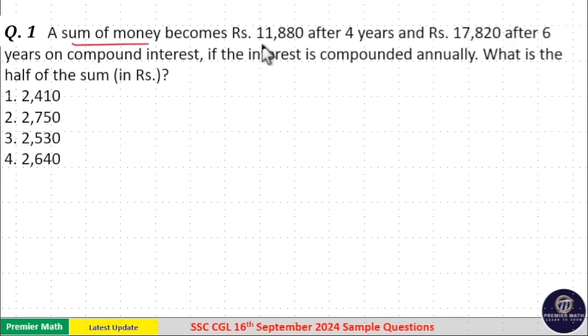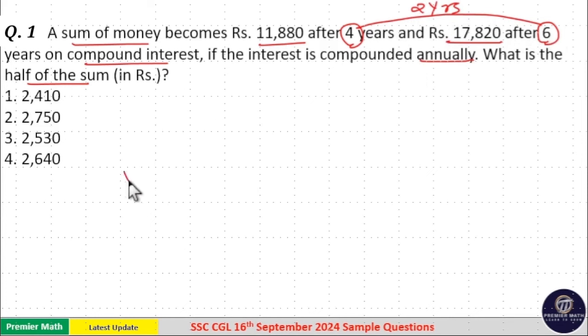A sum of money becomes 11,880 after 4 years and 17,820 after 6 years on compound interest, if the interest is compounded annually. What is half of the sum? Here, the difference between 6 years and 4 years is 2 years. If the difference between years is 2 years, if you take the square root of the ratio of the 6 years sum and the 4 years sum, then you will get the amount and principal ratio for 1 year.